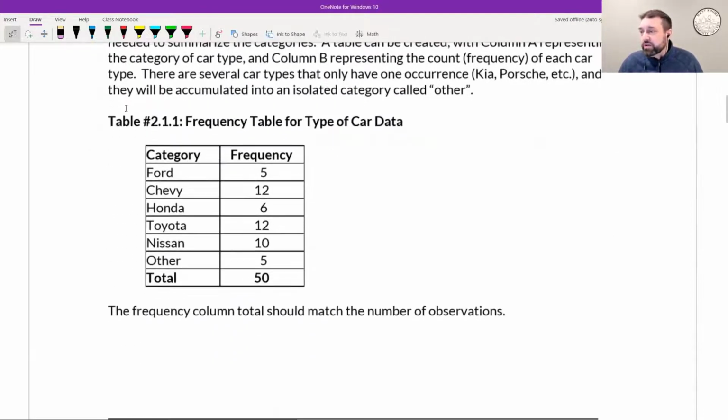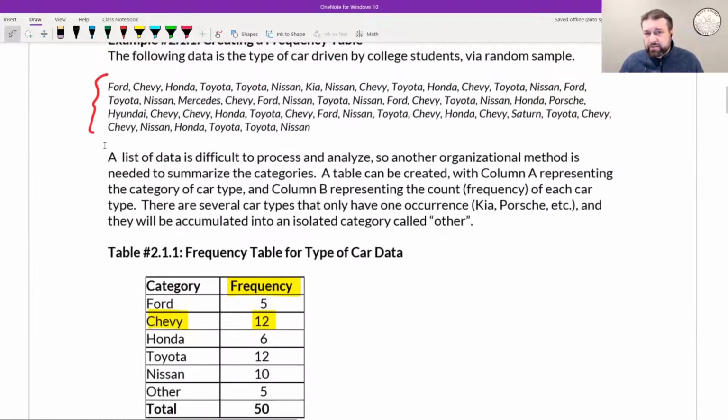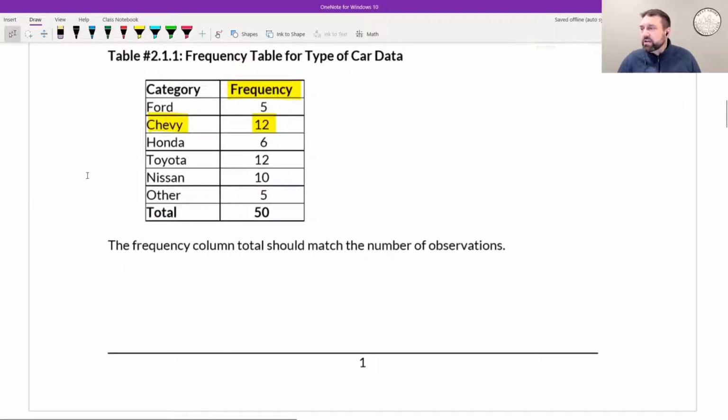So instead, what we created was something called the frequency chart or a frequency table, which basically counted the number of occurrences of each category and then organized them into a table. And so you could see that there were 12 Chevys from this table. It's a lot easier to see that information as a table rather than trying to find all the Chevys in this list. So this was the frequency.